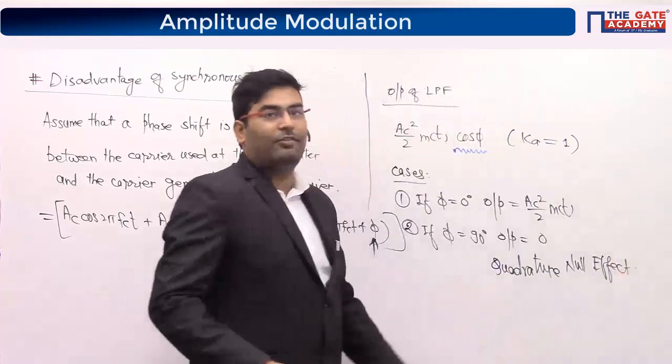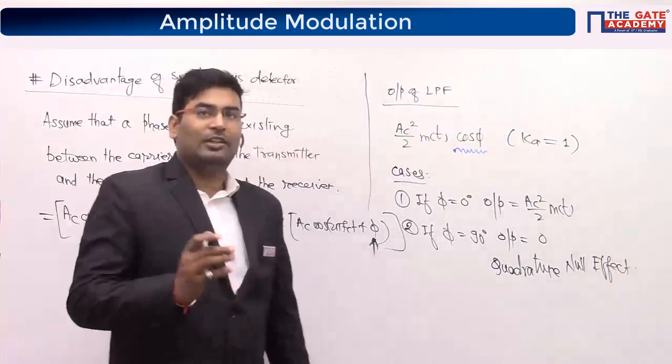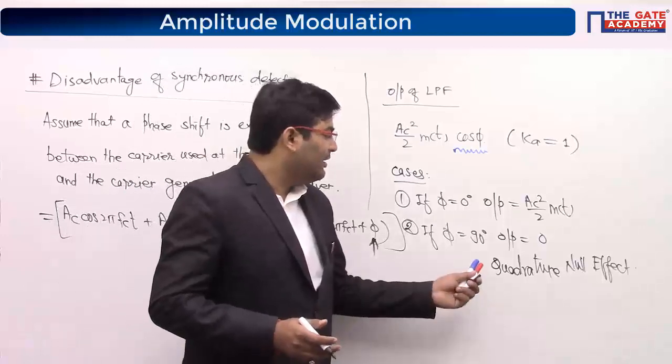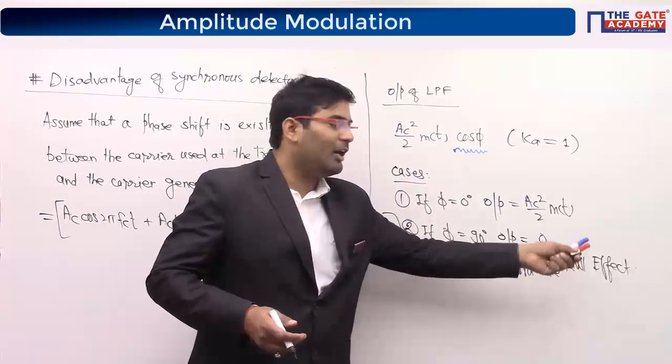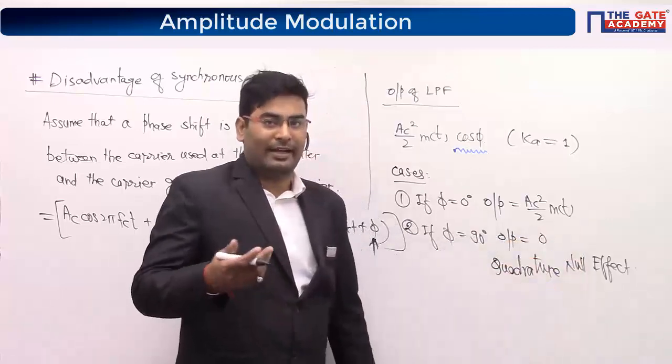This is the effect of phi equal to 90 degrees. So this is the effect of 90 degrees. That's why it's called quadrature null effect. Null means it's making the output 0, quadrature because of the angle 90 degrees.